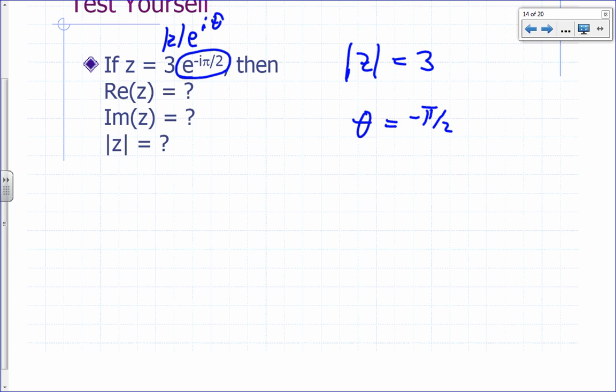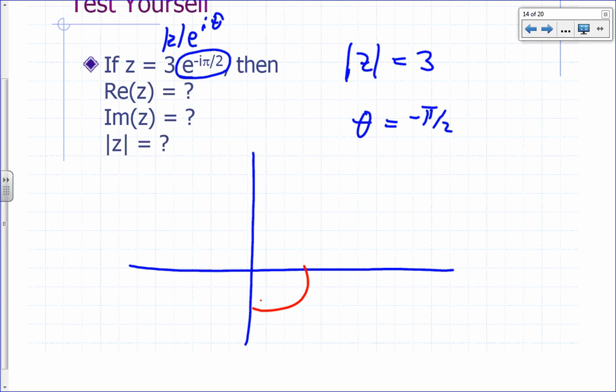Negative pi over 2. So where would that be on the complex plane? Negative pi over 2, you go down 90 degrees, right? And so this is negative pi over 2, right? And how far away from the origin are we? 1, 2, 3. Okay, so that's at negative 3. So what's the real part of z?